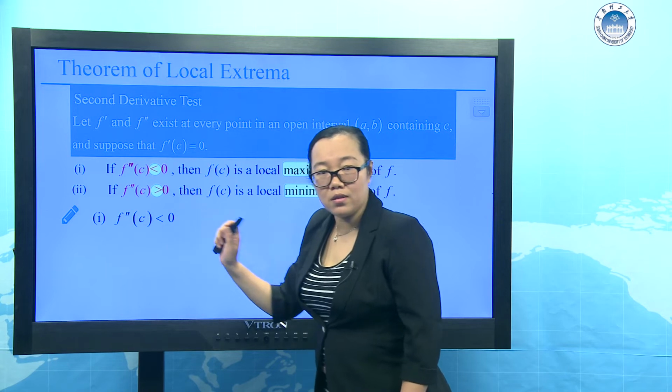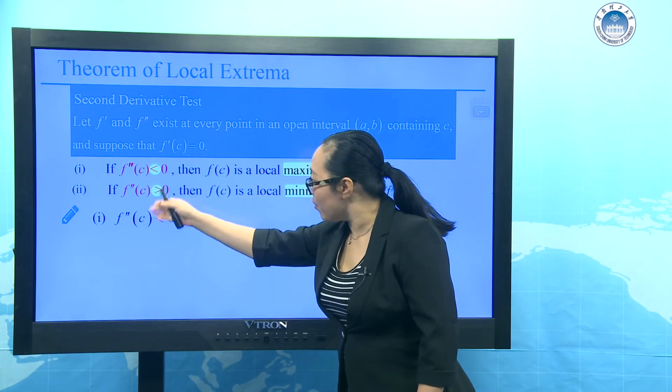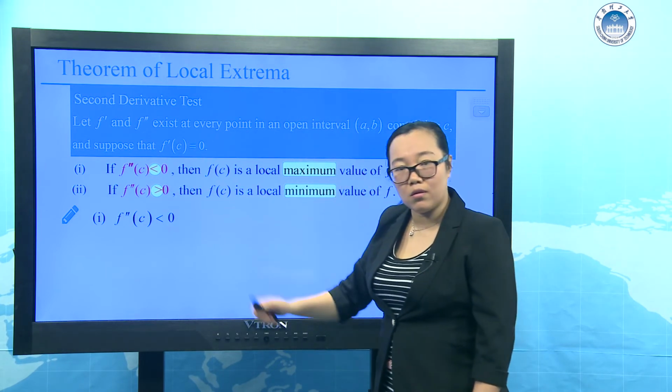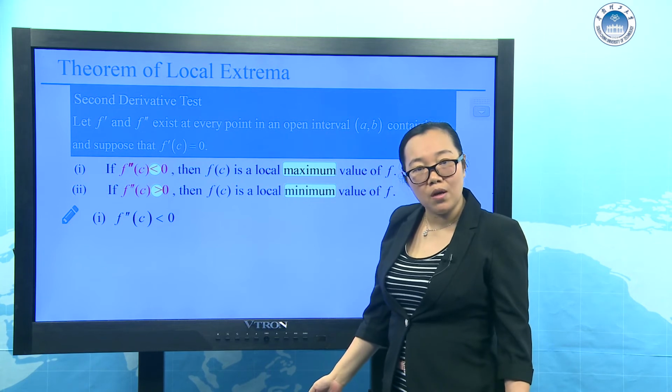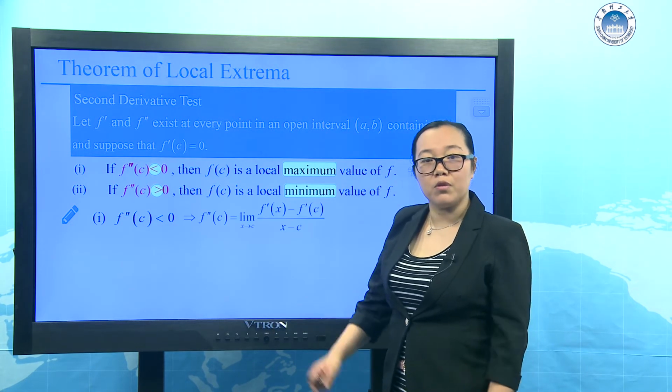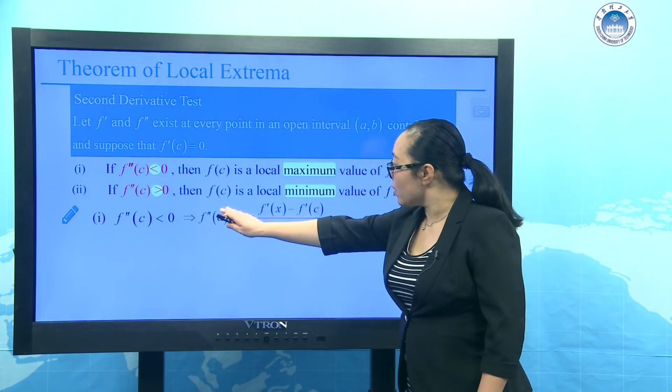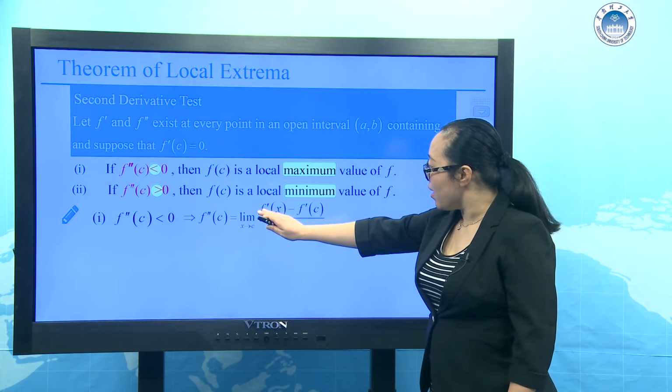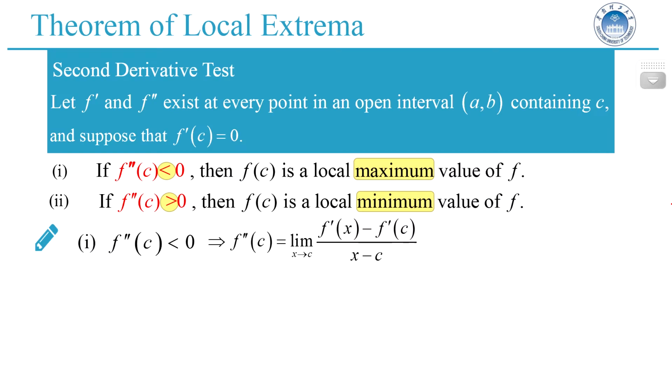Case 1, the condition means f double prime C is less than 0. What does double prime mean? The second derivative. How to get it from the first? f double prime C equals the limit of f prime x minus f prime C over x minus C. It's our definition of the limit. Write it as f prime C.